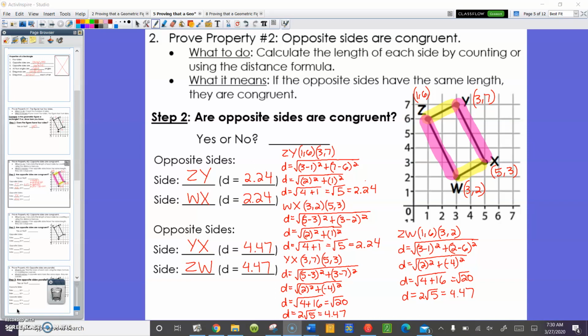So we have found the length of each line segment. Now let's see if our opposite sides have congruent lengths. So opposite sides ZY and WX, they have the same lengths, meaning they are congruent. Opposite sides YX and ZW, they have the same length, meaning they are congruent. So to answer the question, are opposite sides congruent? Yes.